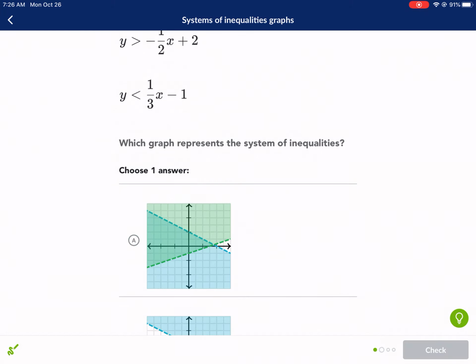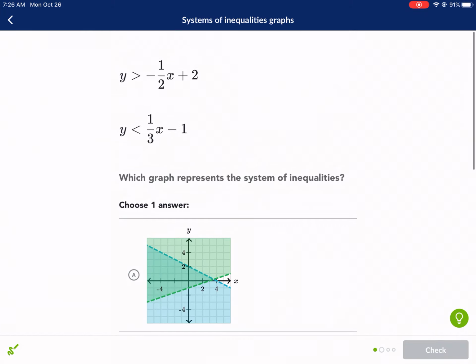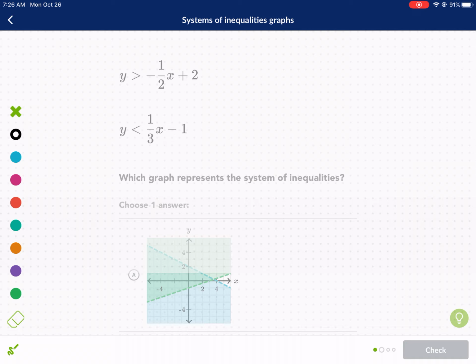And there we go. Okay, look here. The first thing we're going to consider is boundary lines for each one of these. It looks like 1/3 x is going to be our green line, and the other one's blue. We have a dotted line for both of them, but it's shading in different spots.